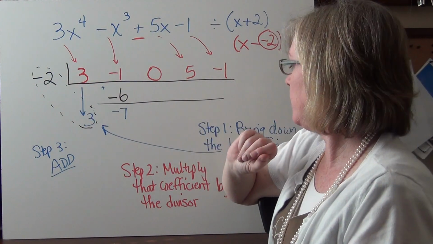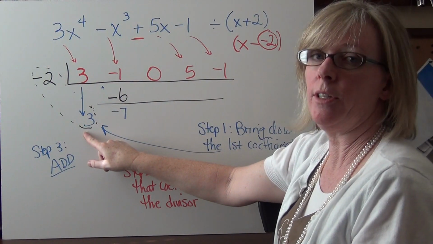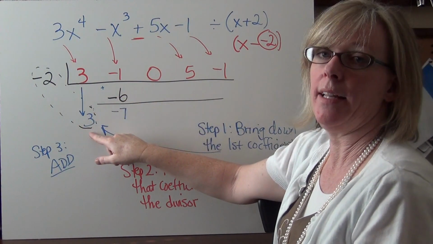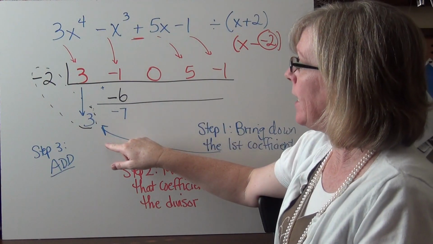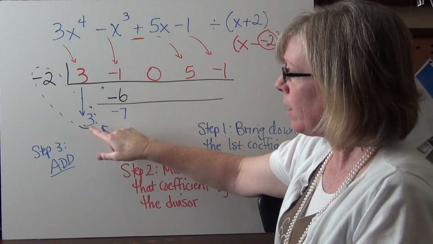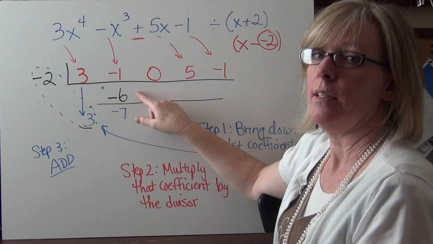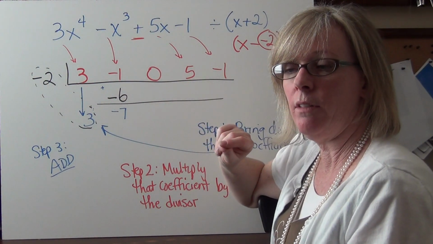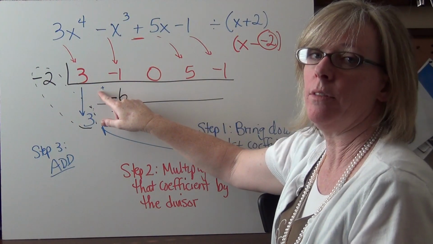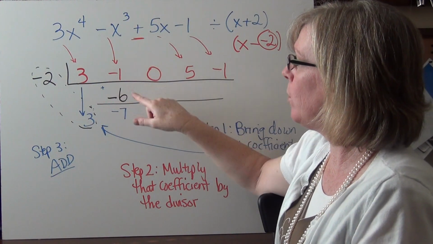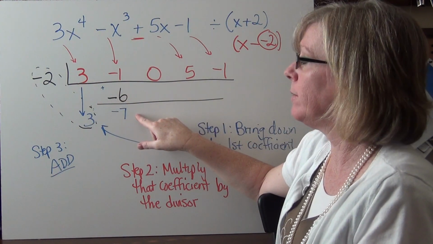So step one, we take that first coefficient, no matter what it is, and just drop it straight down, below where I'm going to divide. Now, I multiply 3 times the number I'm dividing by, and get negative 6. What's different about synthetic division versus regular division is that now I'm going to add these two numbers together. I don't subtract. So I have a negative 1 already, I just multiplied and got negative 6, so my new number is negative 7 right here.